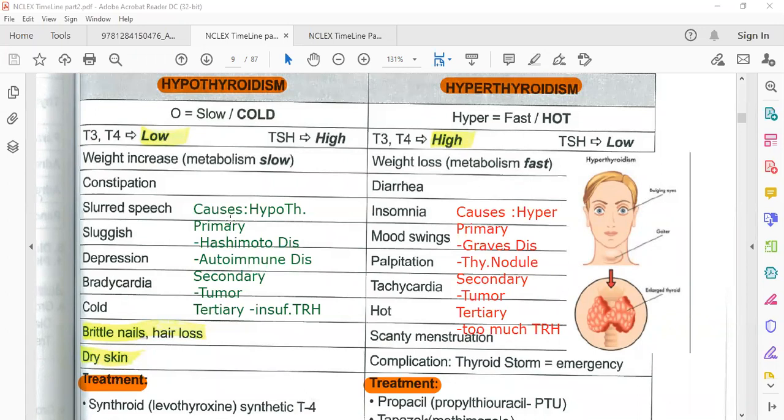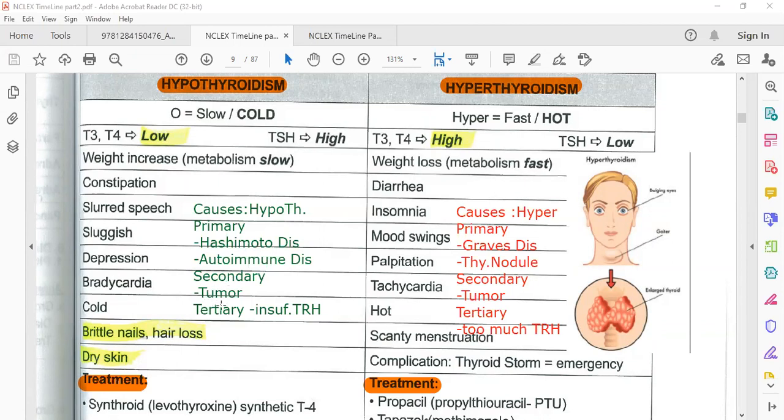The primary causes are issues with the thyroid gland. The most common type of primary hypothyroidism is Hashimoto disease. It is an autoimmune disorder. And if severe hypothyroidism occurs in an infant, we call it cretinism.